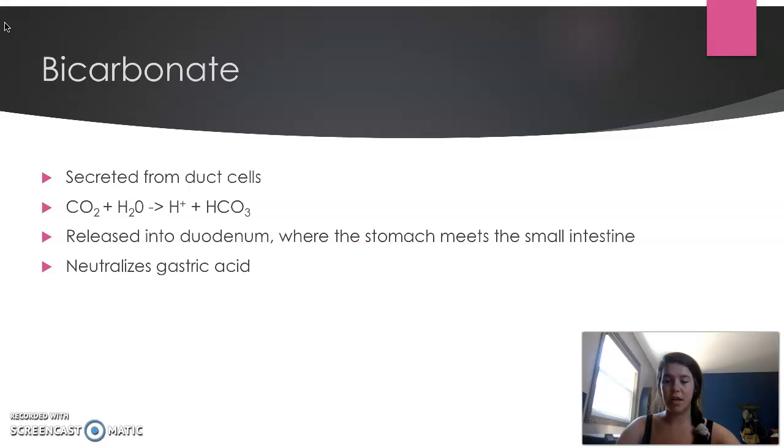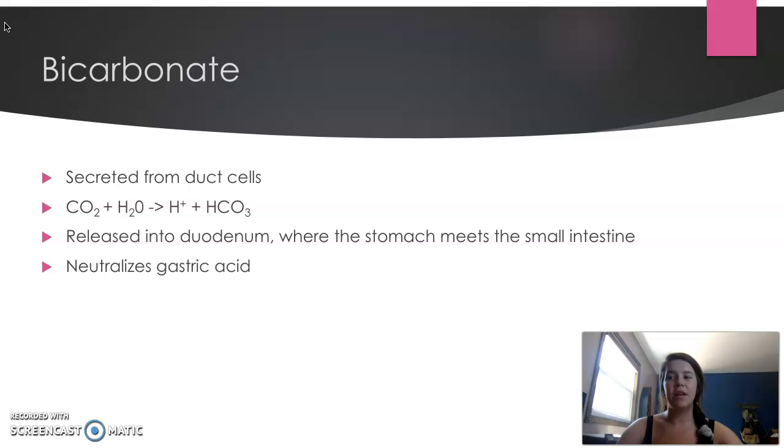Bicarbonate is the other secretion that the pancreas puts into the small intestine. Bicarbonate is secreted from duct cells in the pancreas. It is produced from carbon dioxide and water and is secreted by a chloride bicarbonate cotransporter. The bicarbonate is released into the duodenum of the small intestine, which is the first portion that directly connects to the stomach, and it neutralizes the acid entering from the stomach so it doesn't damage the intestine cells. It also creates an optimal pH environment for digestive enzymes to function correctly in the small intestine.